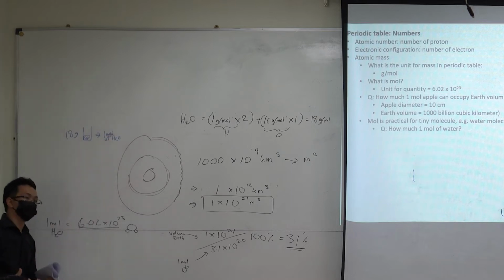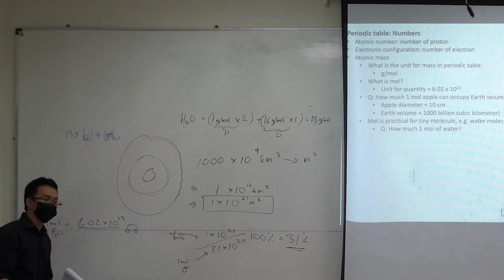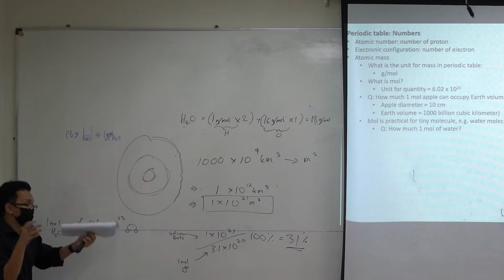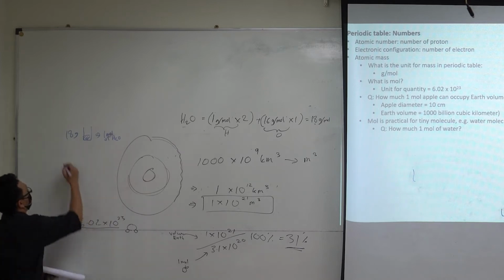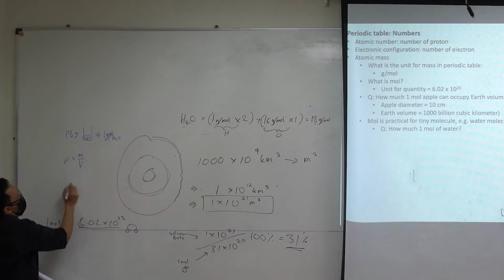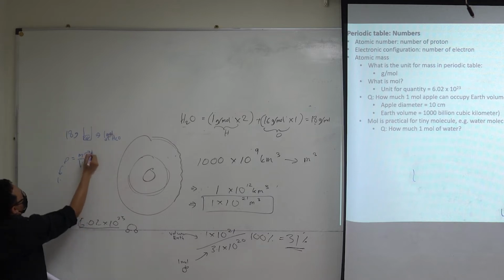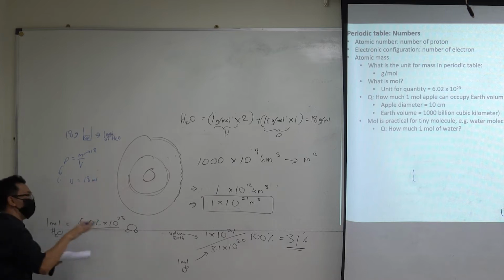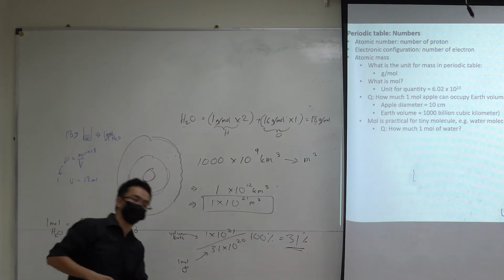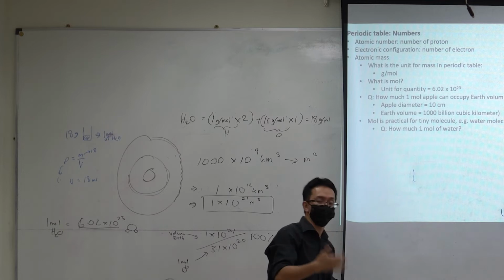But if I ask you to give me in terms of volume, volume for water is in ml. Because the density of water, density is basically mass over volume. Density of water is 1, and the mass that you have is 18. So the volume is basically 18 ml. So it's more or less the same. That's why 18 gram of water is more or less 18 ml of water.